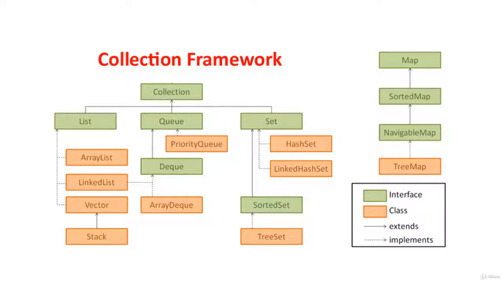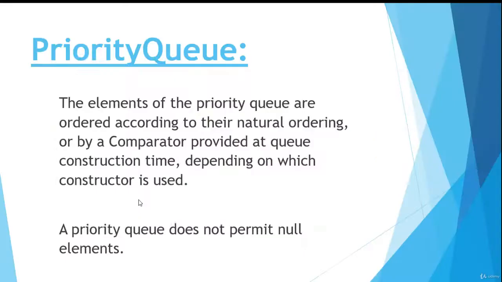In our previous video, we discussed the queue interface, and in this video, we are going to discuss the PriorityQueue class, which implements the queue interface. So let's discuss what the PriorityQueue class is. The elements of the priority queue are ordered according to natural ordering or by a comparator provided at queue construction time, depending upon which constructor is used.